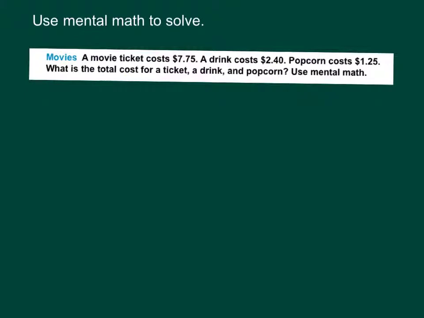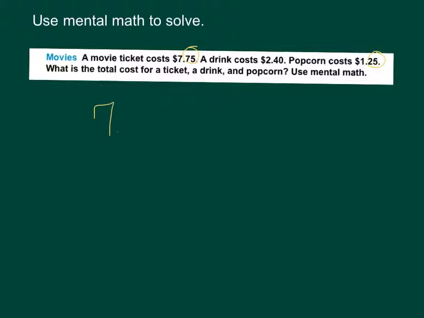All right, mental math. So here's where we use properties to help with mental math. I'm not going to use a calculator. I'm not going to line up the decimals or anything like that. So a movie ticket costs $7.75. A drink costs $2.40. Popcorn costs $1.25. What is the total cost for a ticket, a drink, and popcorn? Use mental math. With mental math and money, we always try to get things to whole dollars. I notice that I have 75 cents here and I have 25 cents. If I combine those, it makes $1.